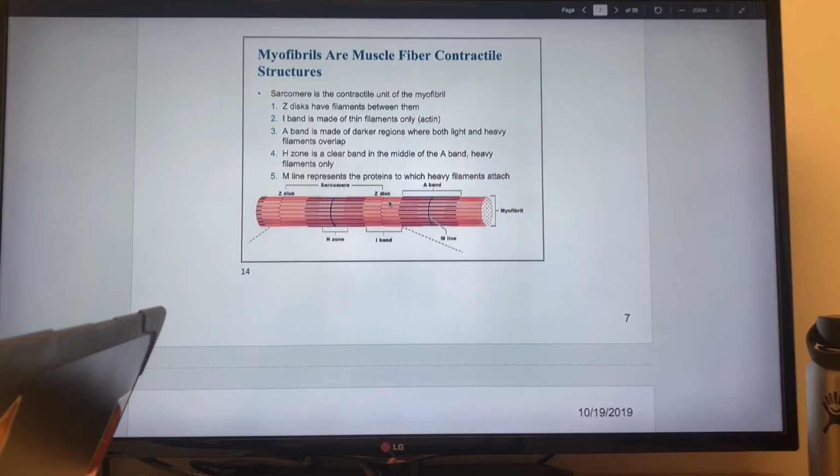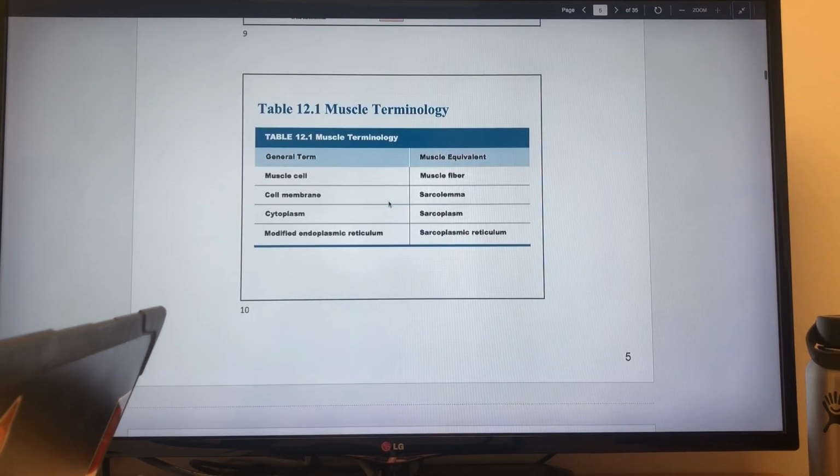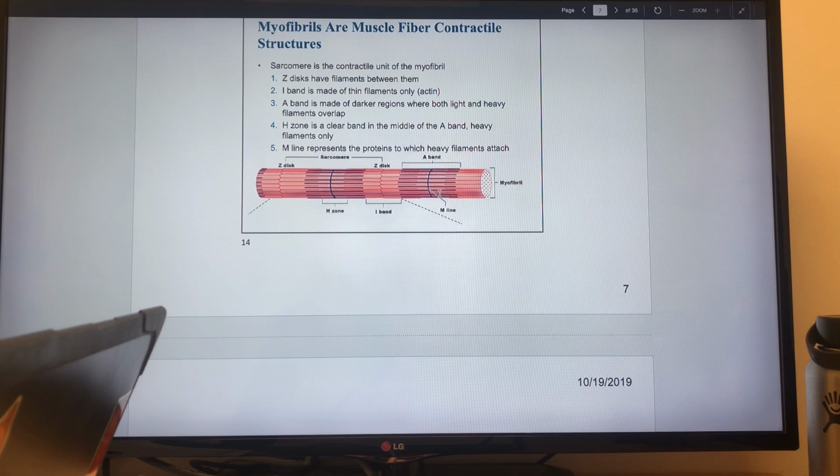One more page. Did I not tell you? How rude of me. Did it not show? I thought it was right here. Oh, the circle on. Oh, I'm so sorry. I didn't teach you what sarcomere is.